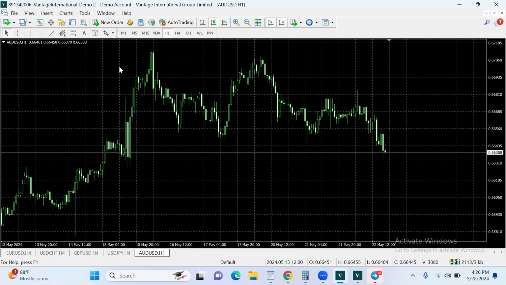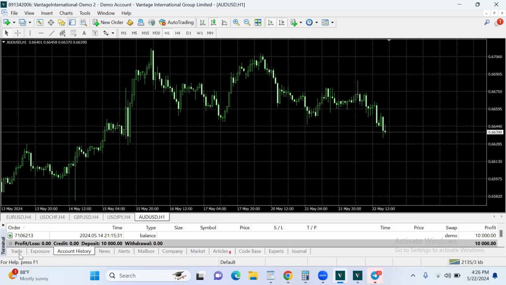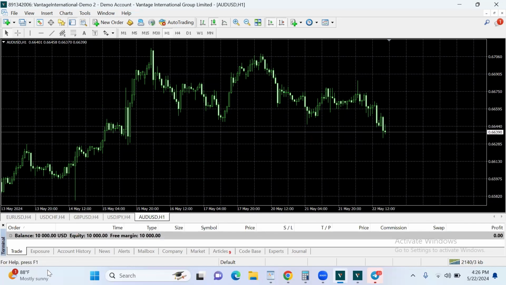But in case I want them to come back, because at some point you will need them, if I enter a trade now, I will want to be able to monitor my trades after some time. So I have to bring back Navigator.